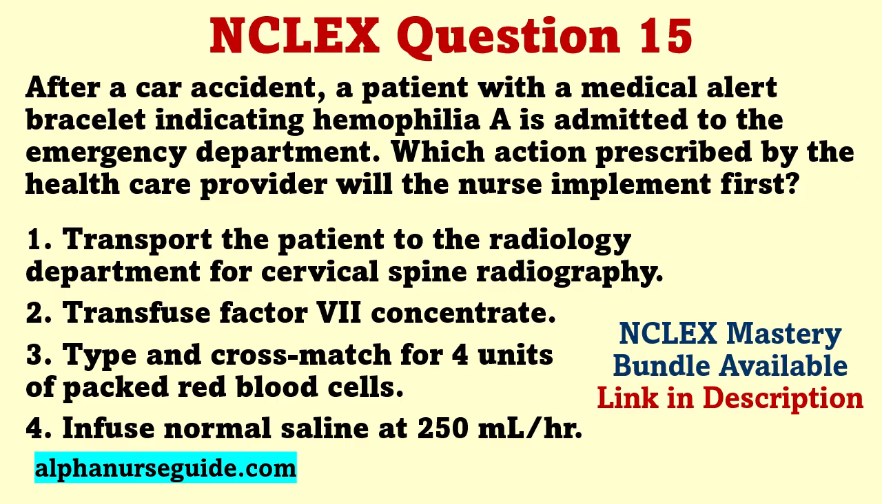The correct answer is 2. Transfuse factor 8 concentrate. When a hemophiliac patient is at high risk for bleeding, the priority intervention is to maximize the availability of clotting factors. The other prescribed actions should also be implemented rapidly, but do not have as high a priority as administering clotting factors.